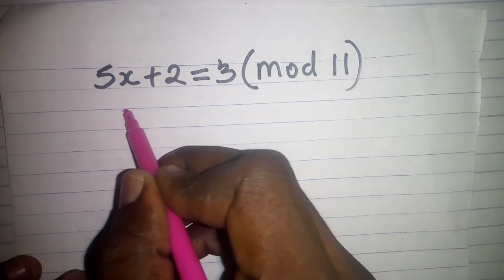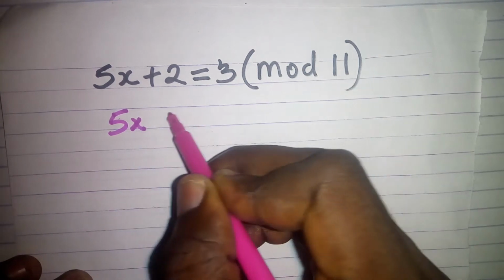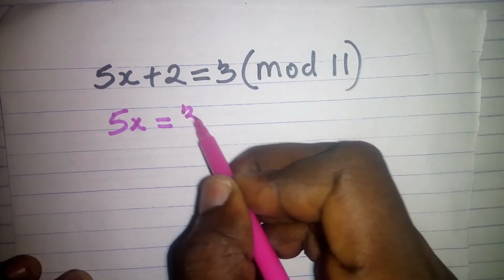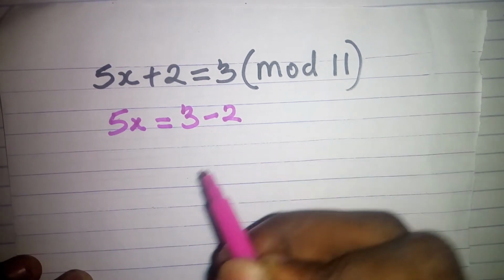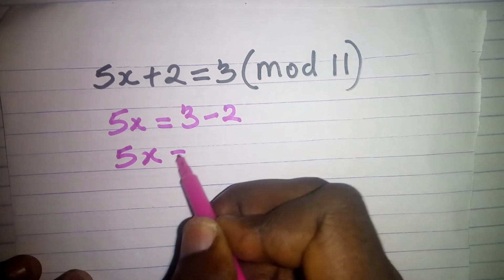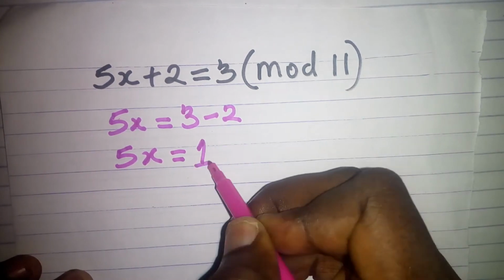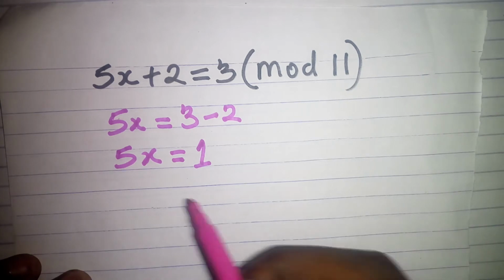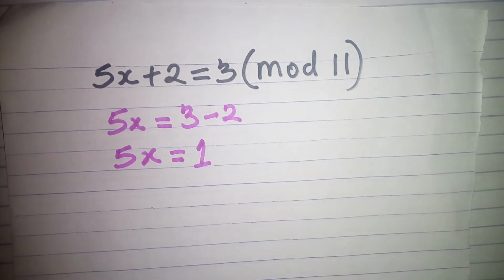So you have 5x equals 3 plus 2, which becomes minus 2. That's 3 minus 2. Then you now have 5x equals 1. And of course, the next thing you do here is to divide both sides by 5. But if you divide both sides by 5, here's what you're going to get.